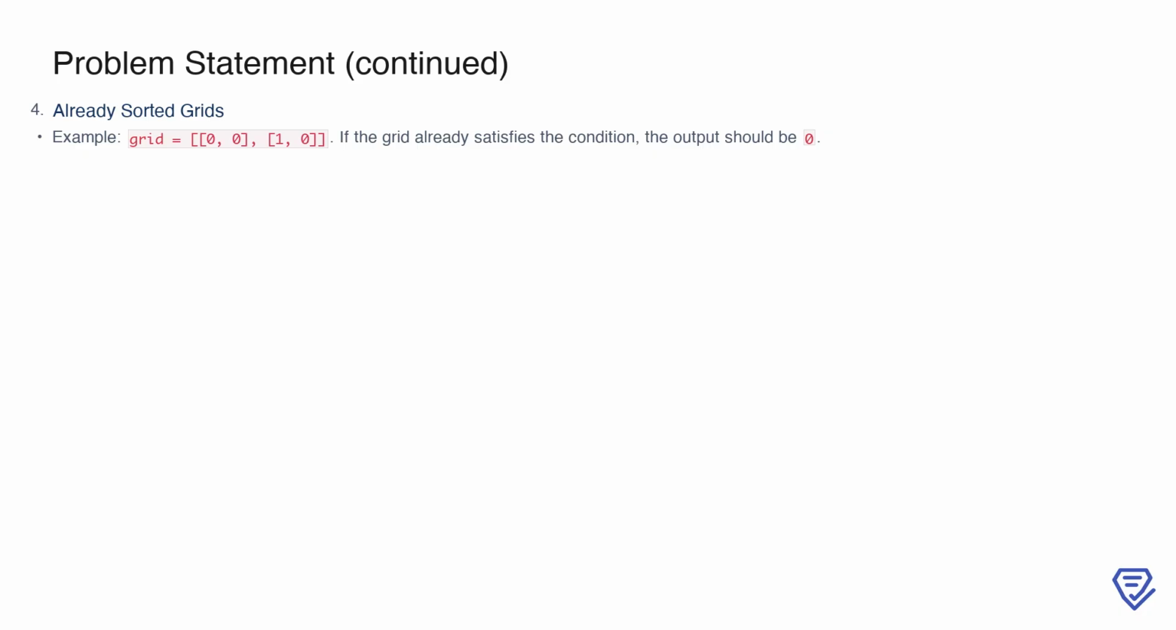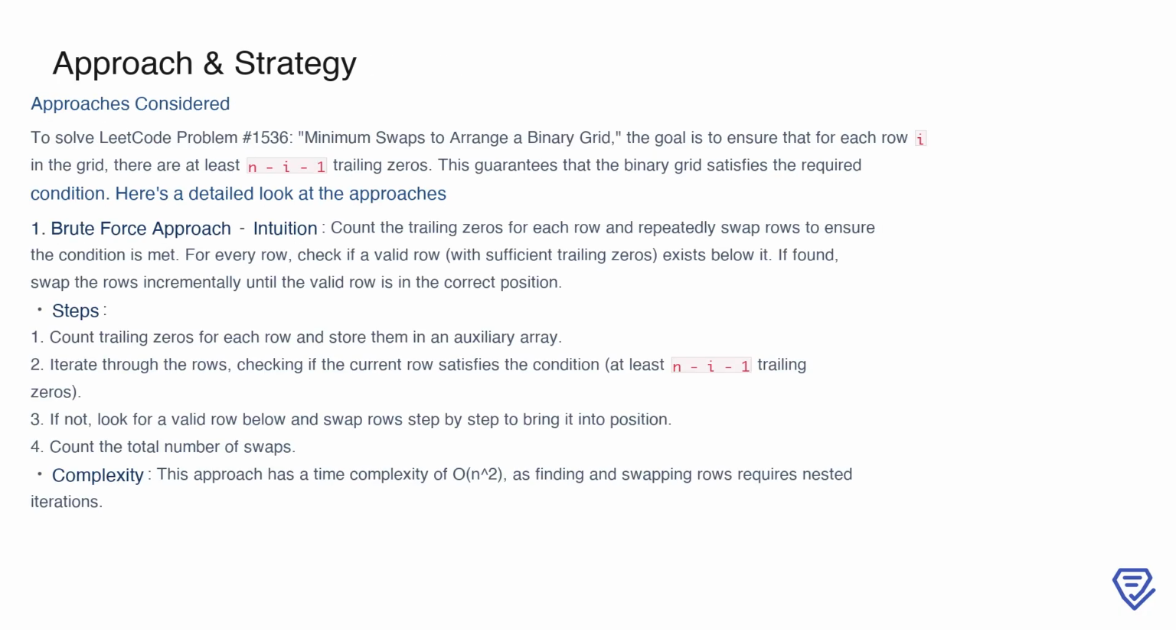To tackle LeetCode problem number 1536, our goal is to ensure that in the grid, each row i has at least n-1-i trailing zeros. This is the core condition for arranging the binary grid properly. One approach we can consider is the brute force method. The intuition behind this approach is straightforward. For each row, we count the trailing zeros, and if it doesn't meet the condition, we search for a valid row below it and perform incremental swaps to bring it into the correct position.